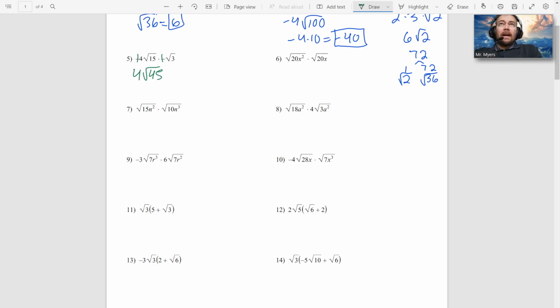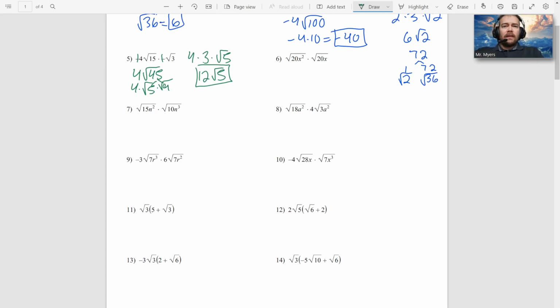And then 45 is not a square number. Doesn't go into 2. Does go into 3. 15 times. 4, no. 5, yes. 5 times 9. There we go. So now that would be 4 times 3. I'm going to bring the 9 out front. 4 times 3 times the square root of 5. So that's 12 square root of 5. And there we go. All right, number 6.